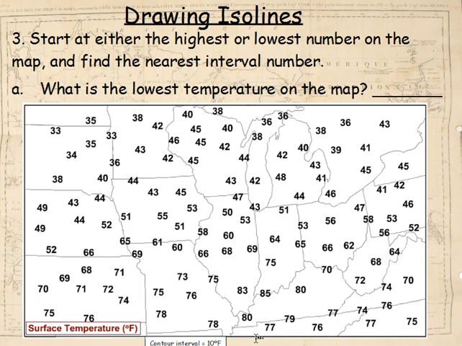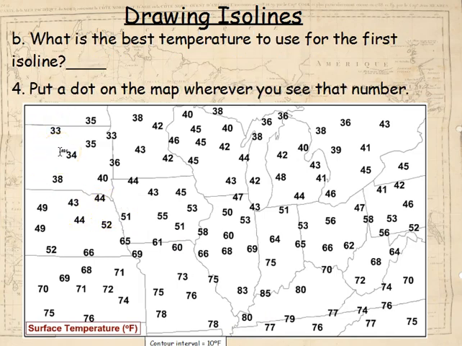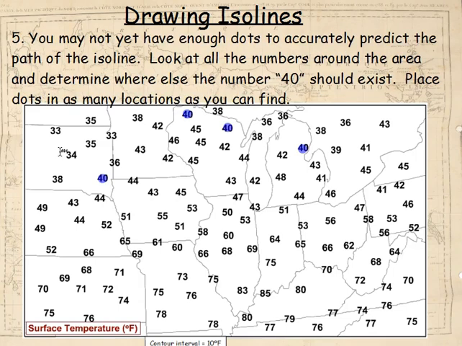If you said 33 degrees Fahrenheit, you are correct. That is located right here. What would be the best temperature to use for the first isoline? Since we're trying to make this in a way that it's easier to divide up and see all the values, we don't want to start with 30. We're actually going to start with 40 degrees Fahrenheit. And we're going to put a dot on the map wherever we see that number. So you might want to pause this and find all the 40s right now. You should have found 4 values of 40 on this map, or 4 readings.